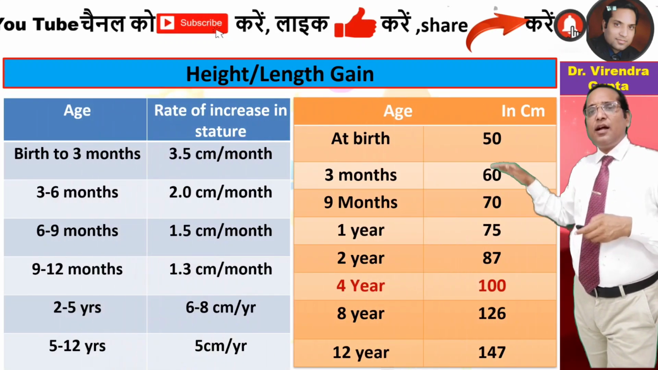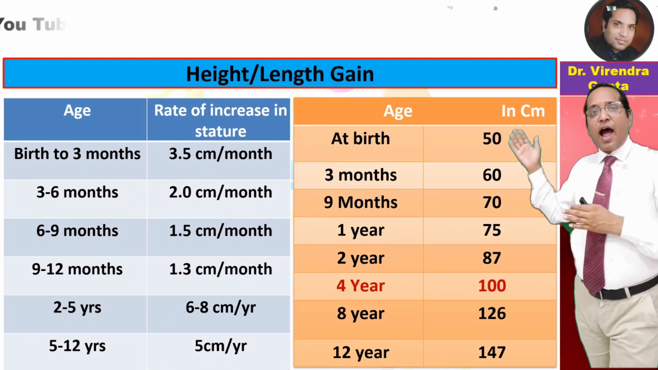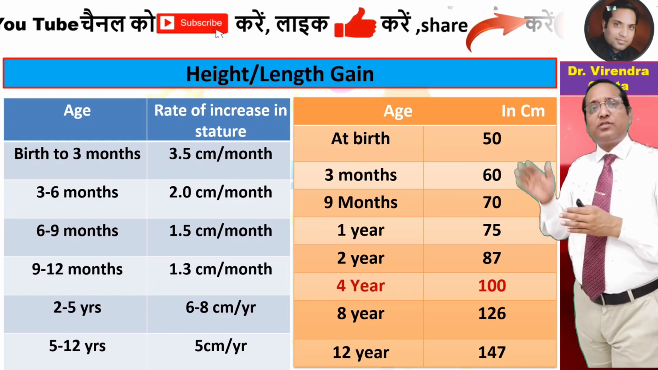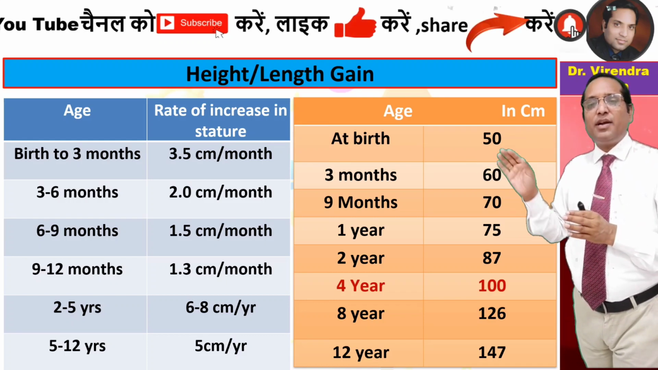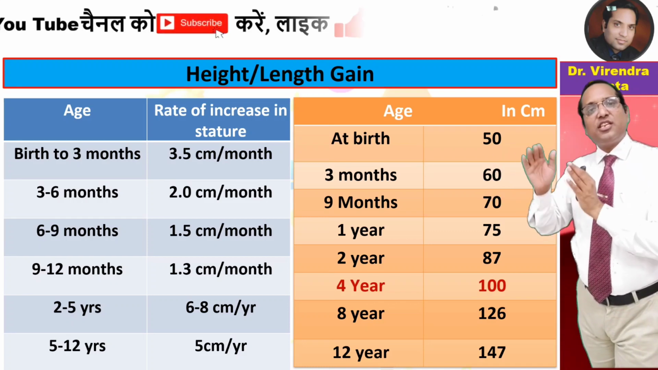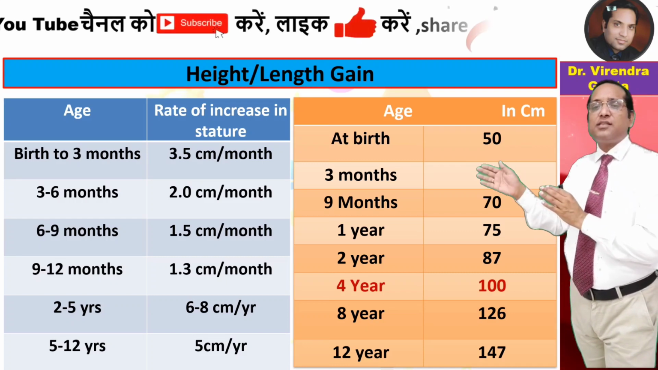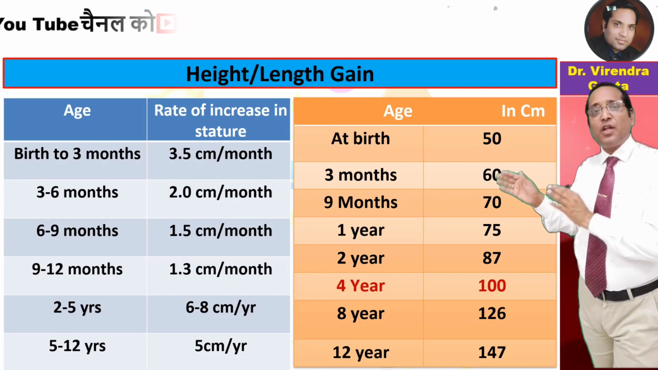So guys, the rate of increase of height or length from birth to 3 months is 3.5 centimeters per month, 3 to 6 months is 2 centimeters per month, 6 to 9 months is 1.5 centimeters per month, and 9 to 12 months is 1.3 centimeters per month.